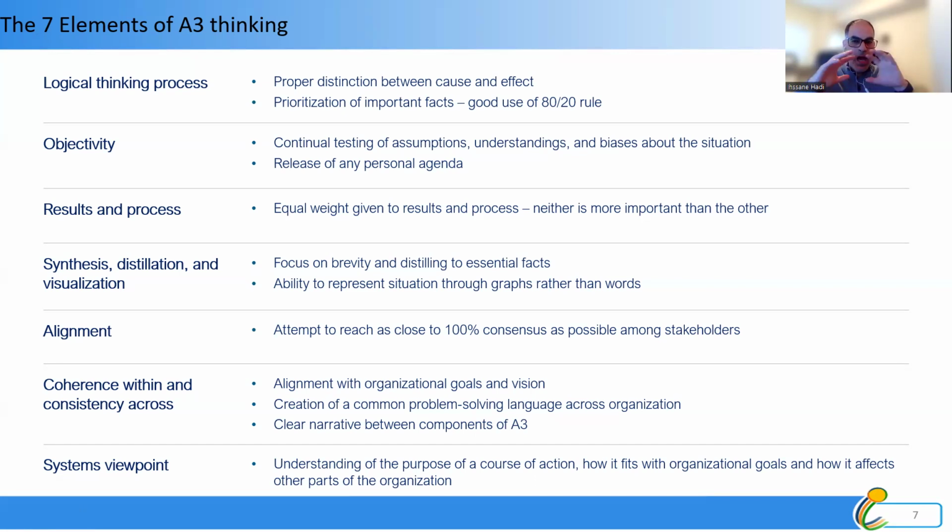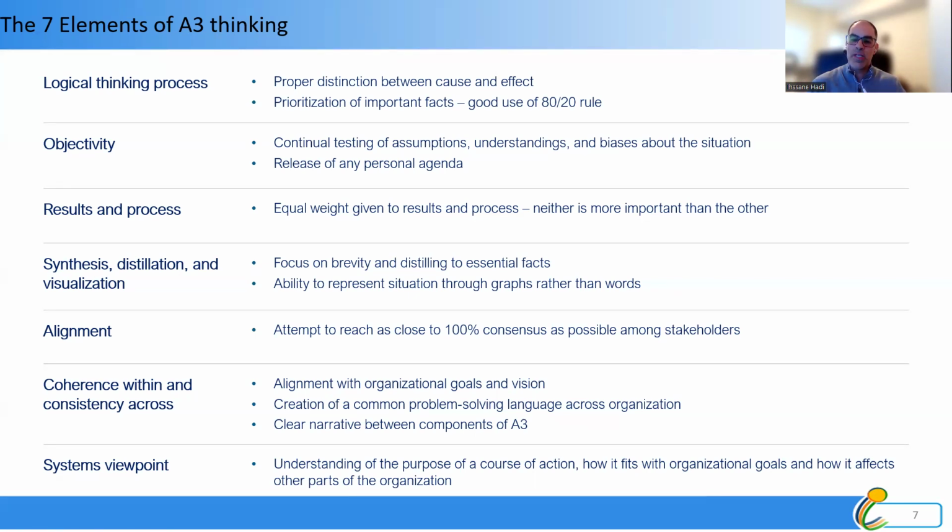So we have this 360 view of everything, so that we make sure that we are not impacting any other part of the organization that is critical. In conclusion, those 7 elements of E3 thinking provide a comprehensive framework for addressing problem and opportunity within an organization. By applying those principles, we can ensure a systematic, objective, and effective approach to continuous improvement.